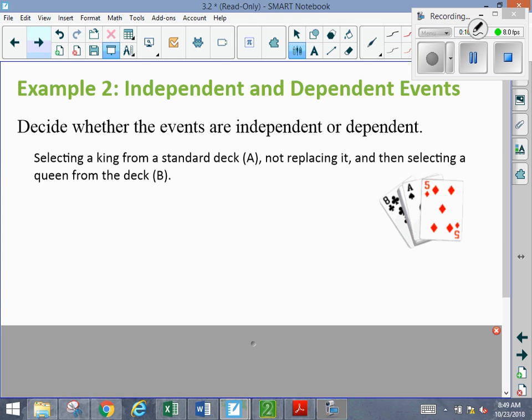All right, let's decide whether these events are independent or dependent. So if we were to select a king from a standard deck, that's probability A, not replacing it, and then select a queen from the deck, B. So it's the probability that I select a queen given I've already selected a king. This is definitely dependent.